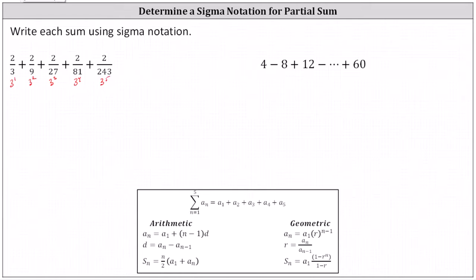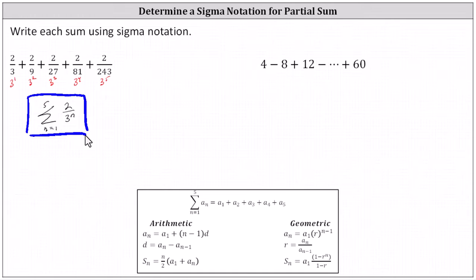This indicates we can write the sum using sigma notation, where we have sigma, and the formula is going to be 2 divided by 3 to the power of n, where n, the index, will start at n equals 1 and end at n equals 5. And now let's look at the second example.